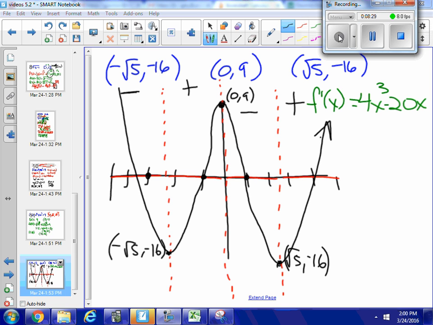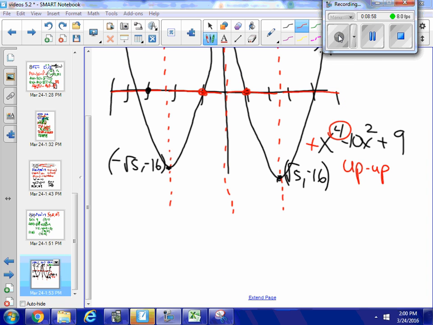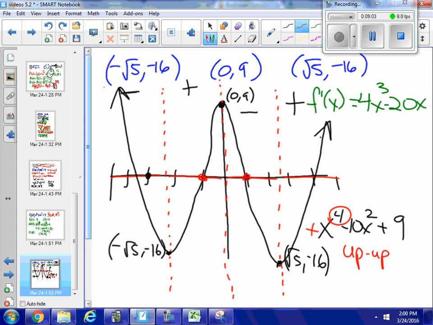And when you remember the original function, which is x to the 4th minus 10x squared plus 9, my highest power is even. I have a positive leading coefficient, which means I have up, up end behavior, and that corresponds with what my graph is here. Now, I don't really know where it hits 0, and right now I don't really care, because all I've been asked to do is find my extrema, and I identified my extrema right here.